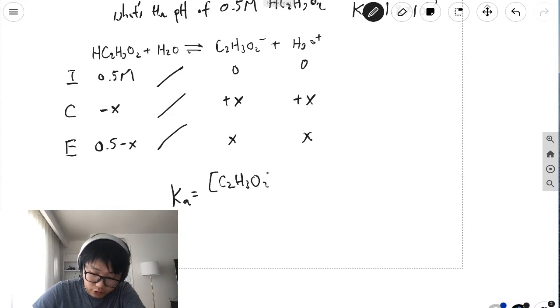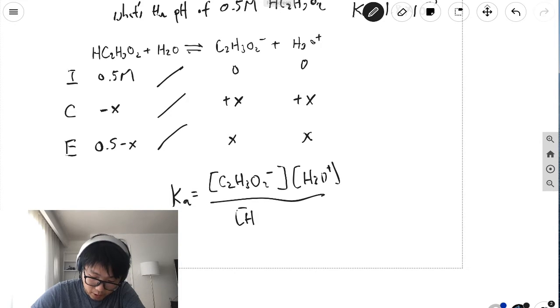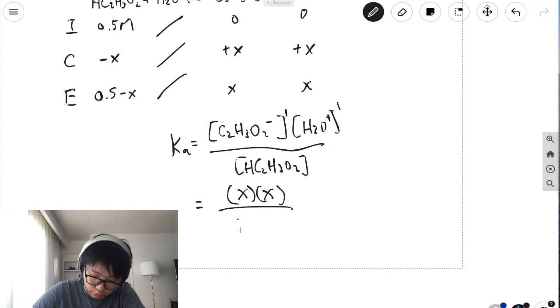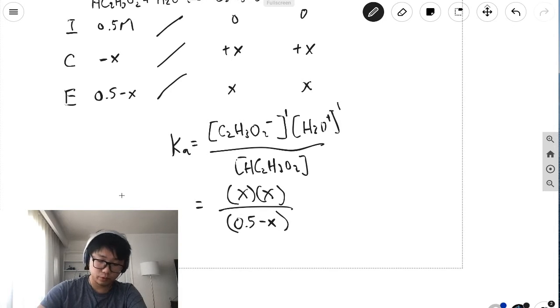Well, let's write a Ka equation, right? Ka is just going to be all the products raised to their coefficients, and in this case they're all just ones, divided by all the reactants raised to their coefficients as well. So these coefficients are all to the power of 1, since the balanced chemical equation has 1 in it, right? And then we can just fill in their final concentration. So we have X here, we have X here, so X times X all over 0.5 minus X. And luckily, we don't have to do a quadratic equation if what?